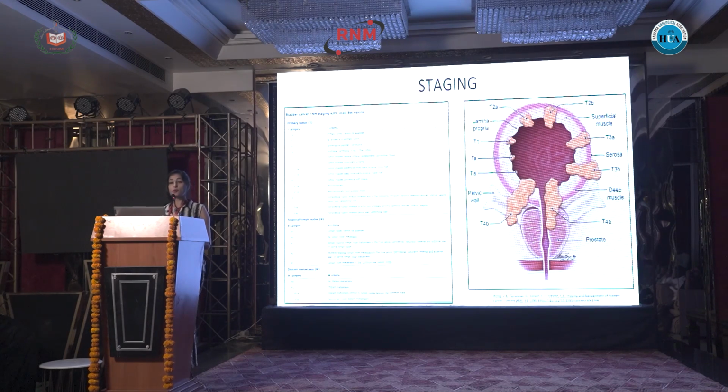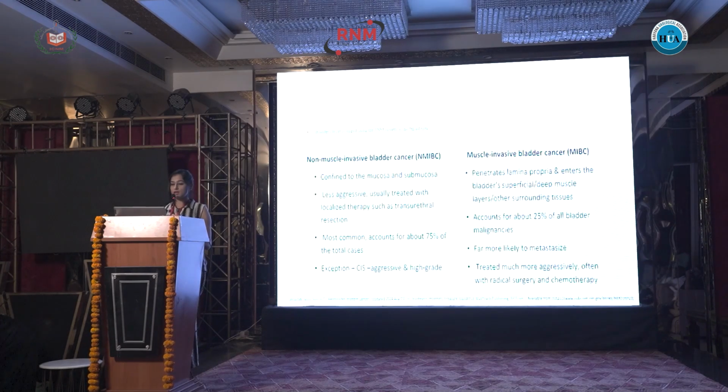Anything from T2 is muscle invasive. We can classify tumors as grades, depending on cellular atypia, and on the basis of invasiveness as non-muscle invasive and muscle invasive bladder carcinoma. Why this classification? Because the treatment is different, and muscle invasive bladder carcinoma is more aggressive, so we have to treat it with radical surgery and chemotherapy.